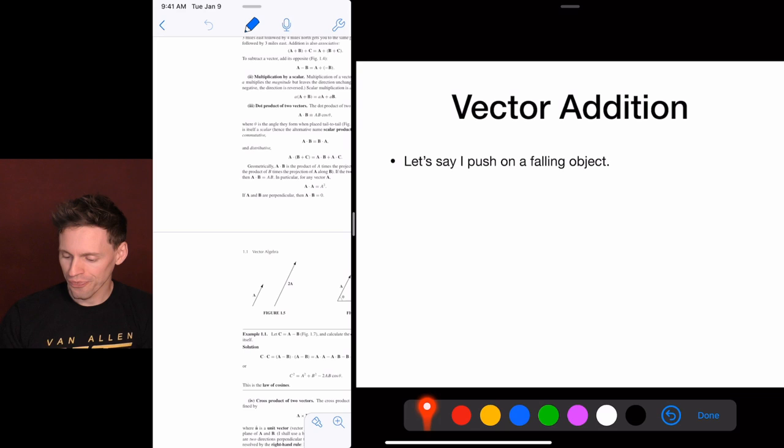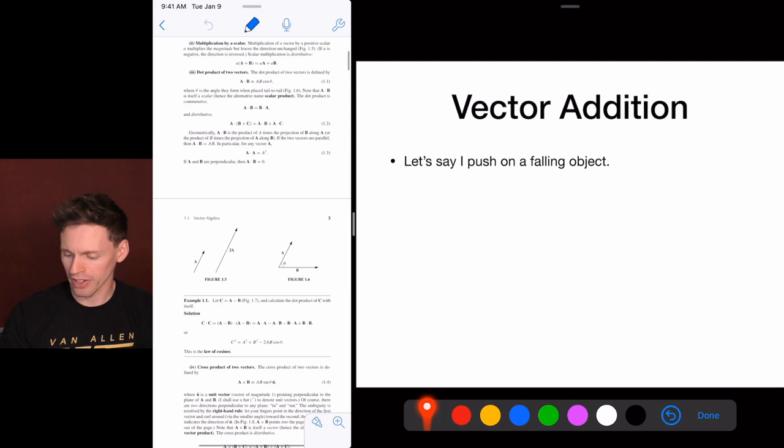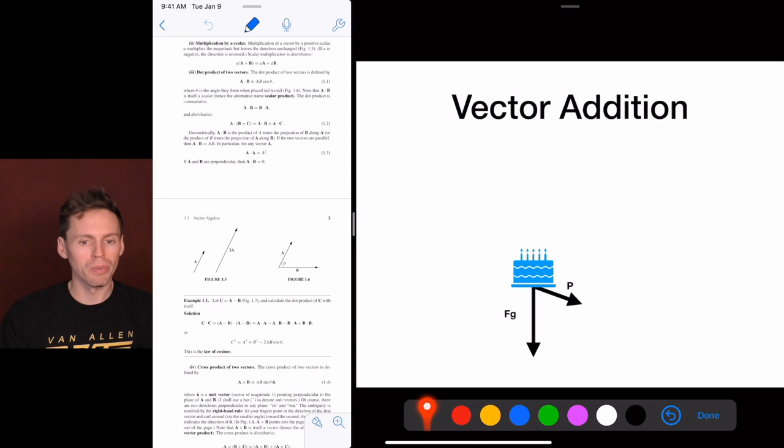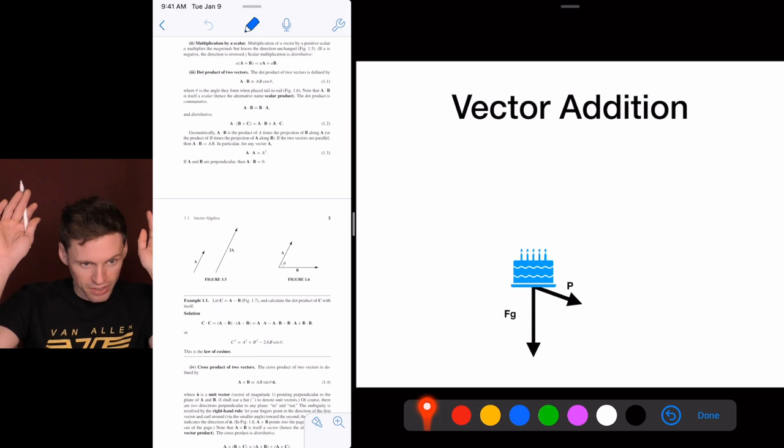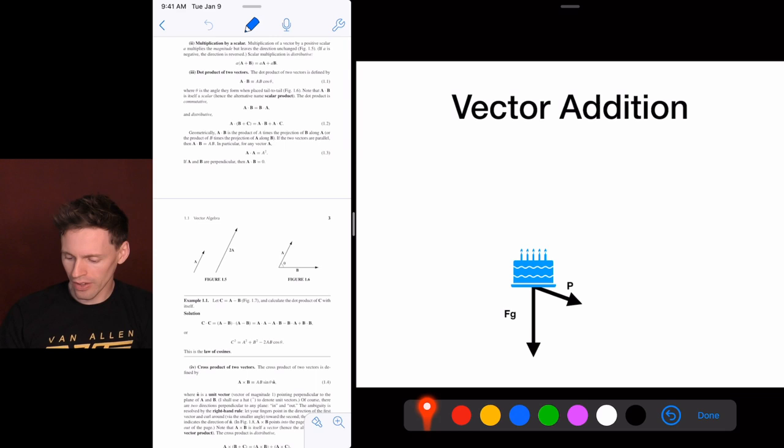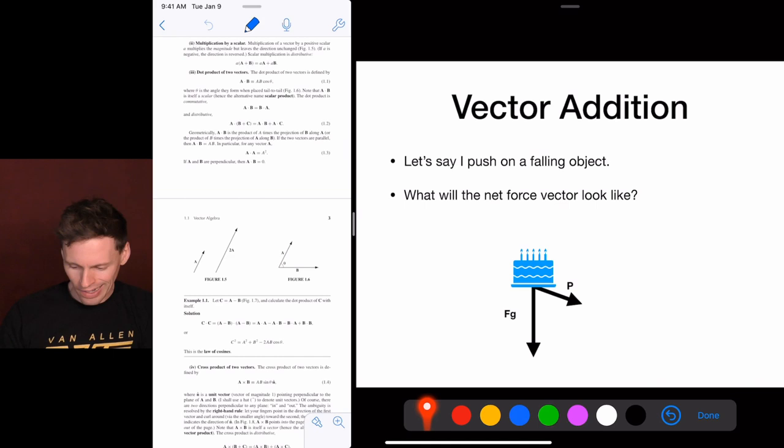Let's say I push on a falling object. This is an example of adding vectors together. What will the net force vector look like? Let's say you dropped a birthday cake and gravity starts to pull it down. You go to grab it, but instead of grabbing it, you actually spike it to the ground even more. So you push on it with this vector. What's going to happen to it? Obviously, it's going to move in that direction somehow. So we want to calculate the net force vector. Where will the net effect of this work?